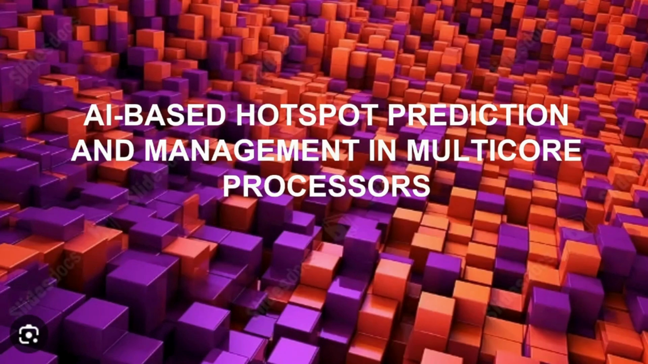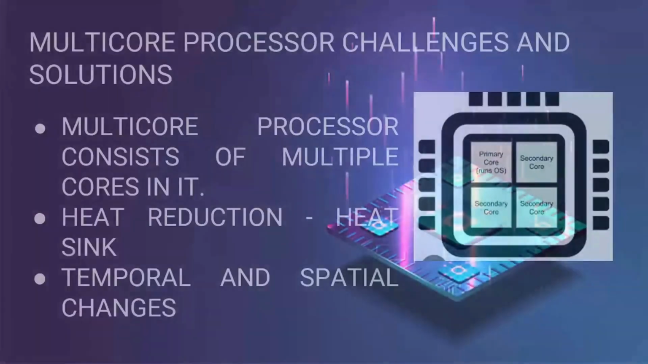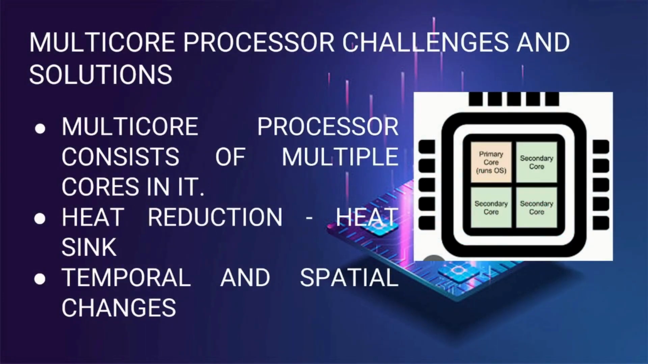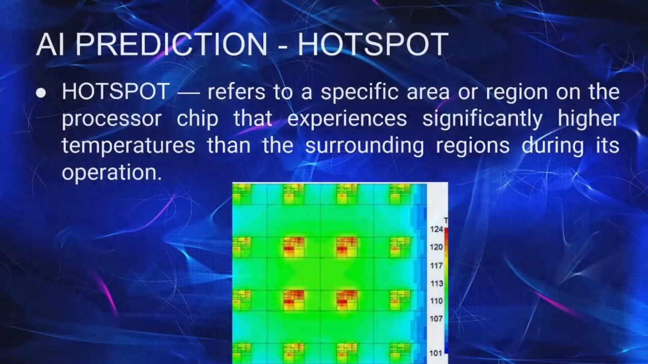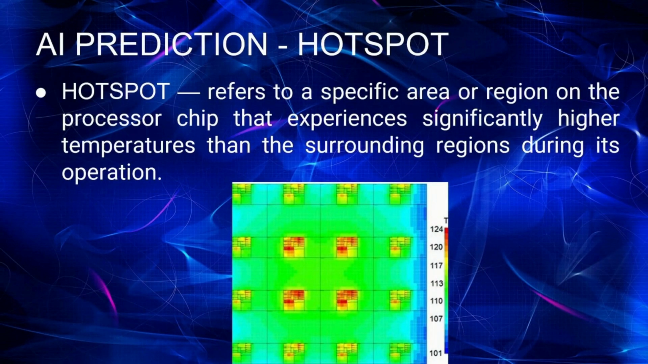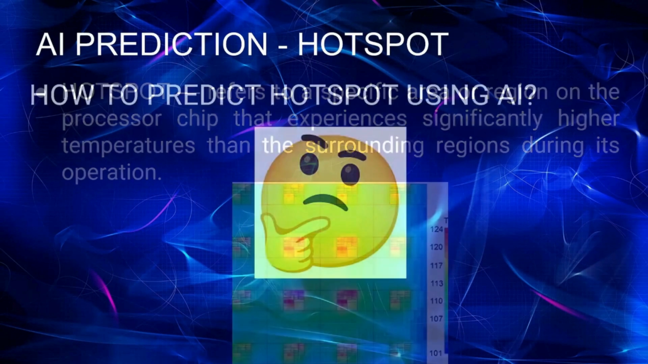AI-based hotspot prediction in multi-core processor is our project title. Now, actually, the processors in our computers have multiple cores, for example dual core, octa-core, hexa-core, quad-core, and so on. And all these processors have a cooler fan, and this cooler fan treats the processor equally.